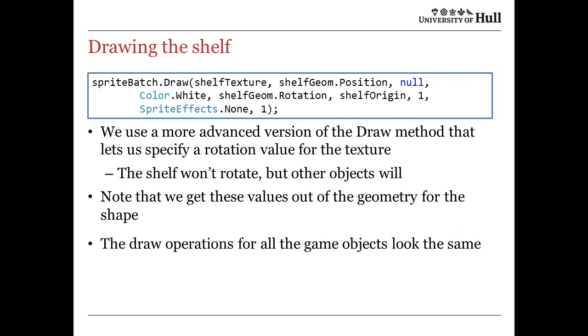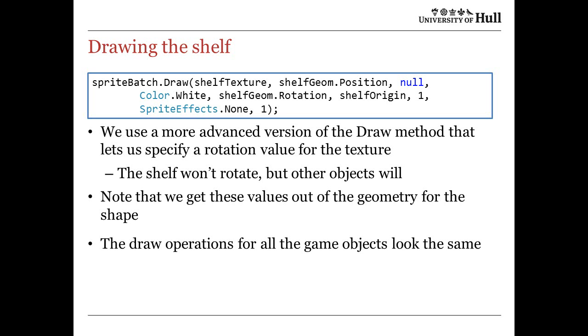So, drawing it. To draw it, we just call the draw method from SpriteBatch as per usual. We use the texture that we've got loaded. We set the position, which we get from the geometry, and the rotation we get from the geometry, and the origin that we worked out to start with, and we draw it white, and we're not using any sprite effects, and we're layering it at layer 1. So basically, you put that bit of code in. It's a slightly more advanced version of the draw method, and it takes a texture, and rather than me giving a rectangle to say where it is, we give it a vector and a rotation. Okay? And that's it. So all the game objects are drawn in the same way.